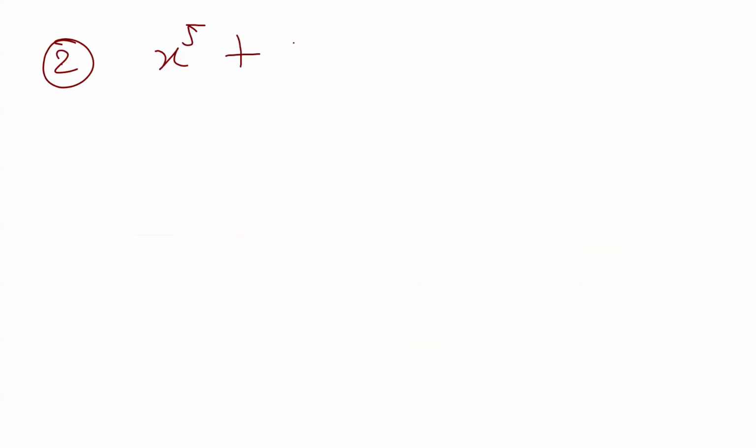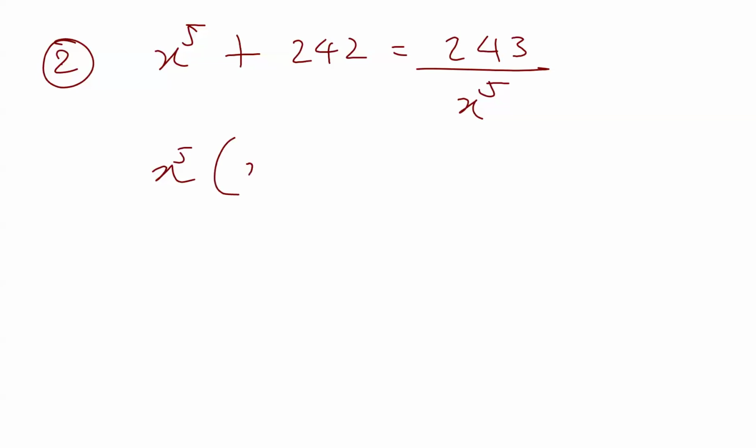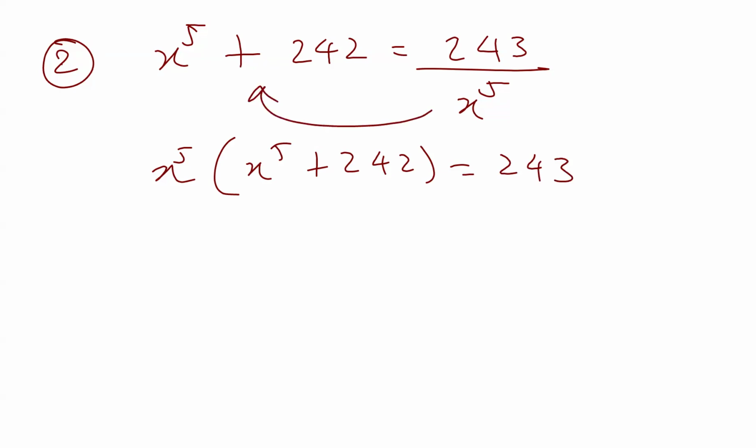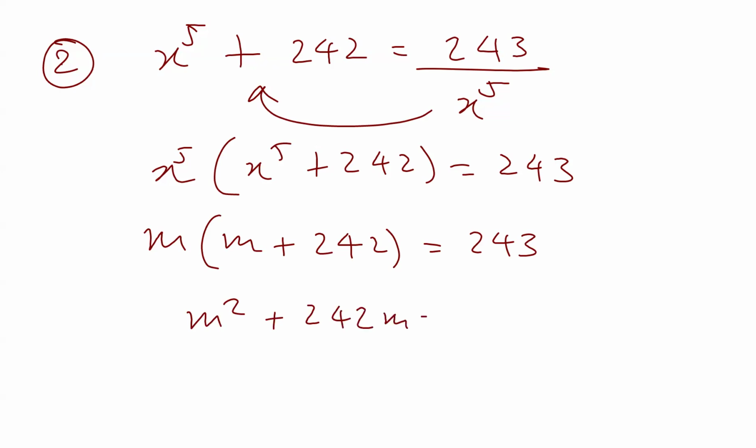x raised to 5 plus 242 is equal to 243 upon x raised to 5. So x raised to 5, just cross multiplied on the left hand side. Okay, we have to put a bracket. Let x raised to 5 be m. Okay, so m square plus 242m is equal to 243. So m square plus 242m minus 243 is equal to 0.